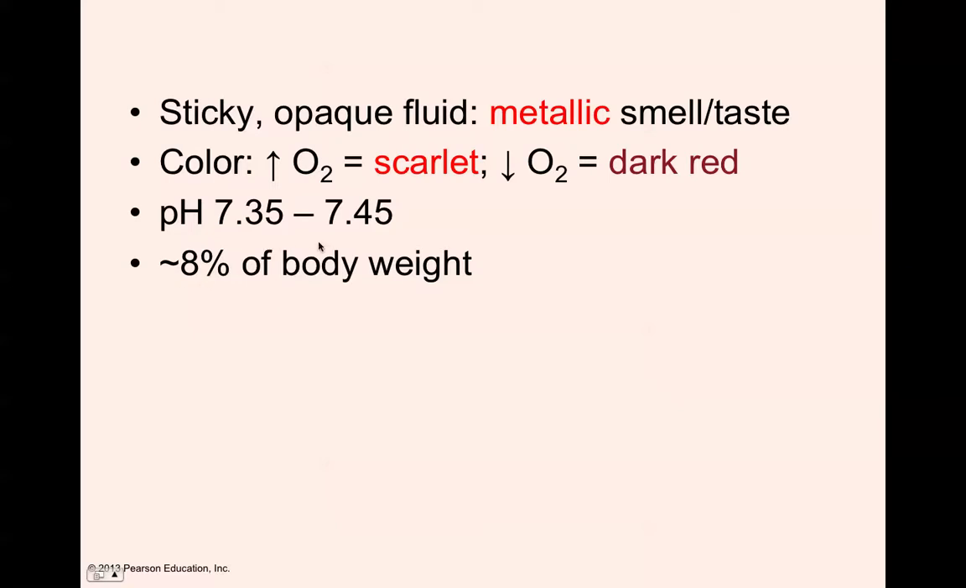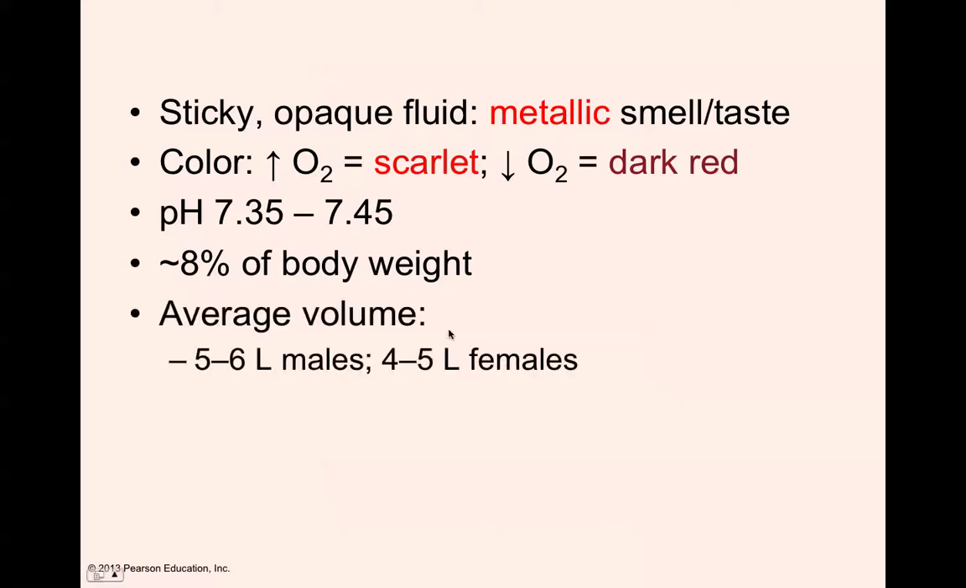The pH needs to be kept within a very narrow range. It is slightly alkaline, 7.35 to 7.45. If the pH goes far beyond either one of these, if it becomes too acidic or too basic, it can be a threat to life. Blood also composes about 8% of body weight. The average volume is about 5 to 6 liters in males and 4 to 5 liters in females.